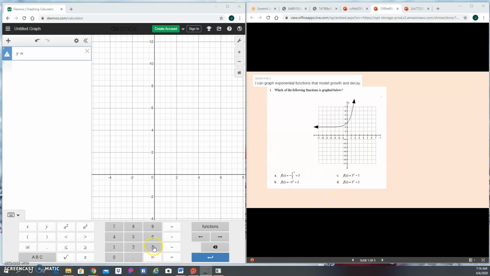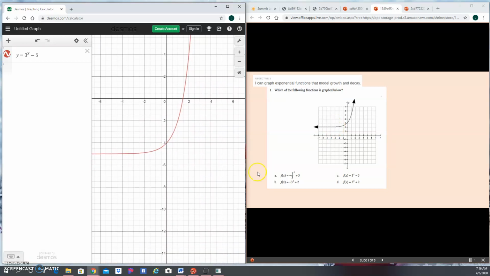Okay, so y equals 3, and then a to the b is how you can put your power of x. And then that is a minus 5. And as you can see, it does not match your graph. So that means that it is possibly letter D. By the process of elimination, it's letter D.